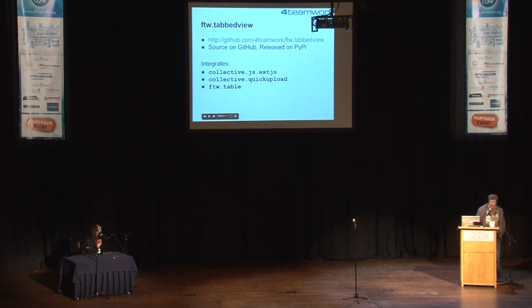So the source is on GitHub. It's been released to PyPI. It's quite stable. We use it in almost any of our projects. It integrates, or you can integrate, a couple of other products. For example, collective.js extjs for displaying pretty fancy tables. It uses collective.quickupload if it's installed. And one other of our own products, which is called FTW Table. FTW Table is actually responsible for rendering content listing in table formats. The two are tied together. They can be used separately, but in most scenarios you use them together.